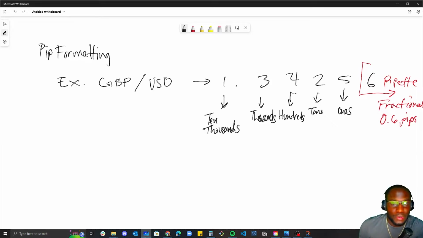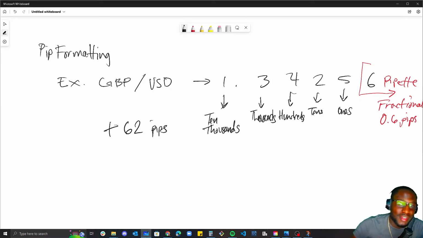So if we were to look at a change within this pip, let's say this exchange rate moved 62 pips within the week. 62 pips. How would this translate to 62 pips? Basically, pause this video, try if you want, and then we're going to go through it.